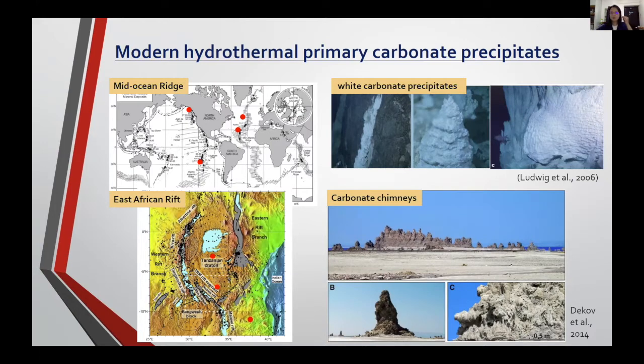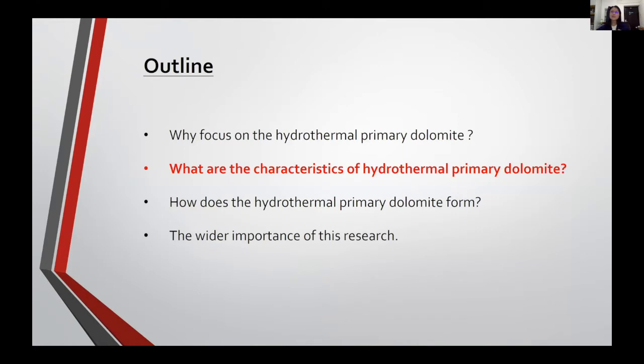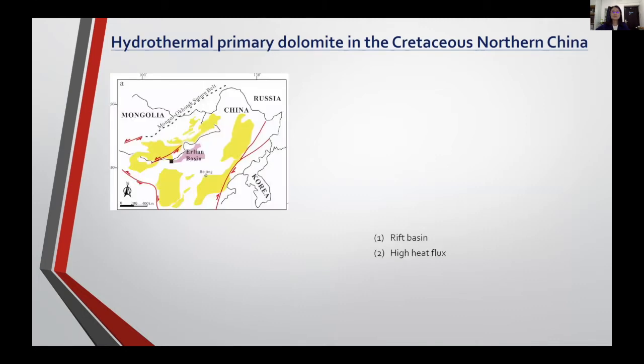So a question was raised: with a favorable fluid composition and environment, is any primary dolomite formed by hydrothermal venting and recorded? Fortunately, we found this kind of dolomite in northern China. So what are the characteristics of this kind of dolomite? The hydrothermal primary dolomite we studied is from the early Cretaceous in the westernmost Erlian Basin, deposited during rifting.